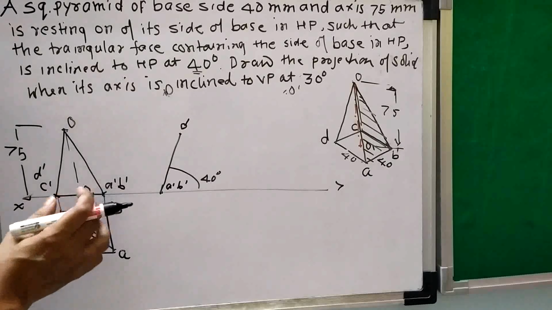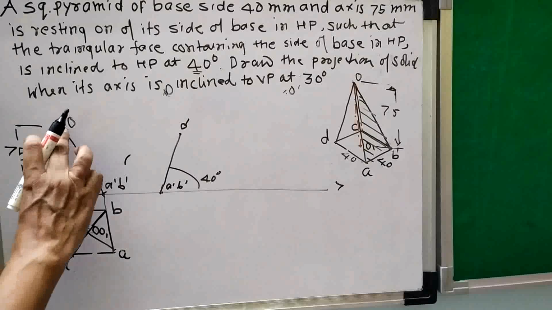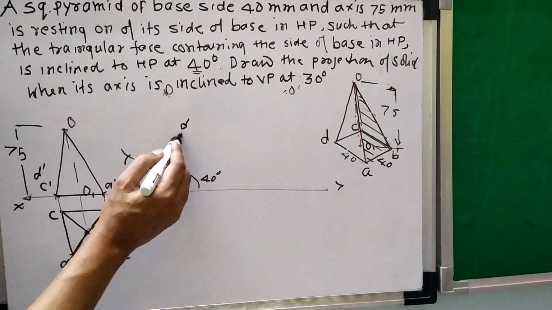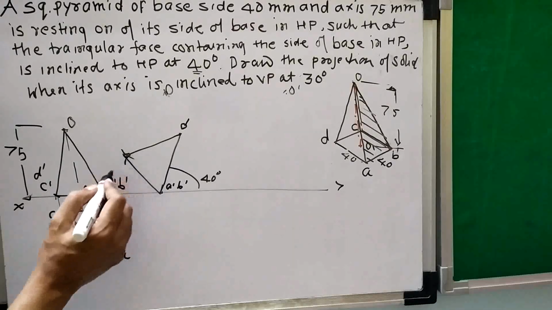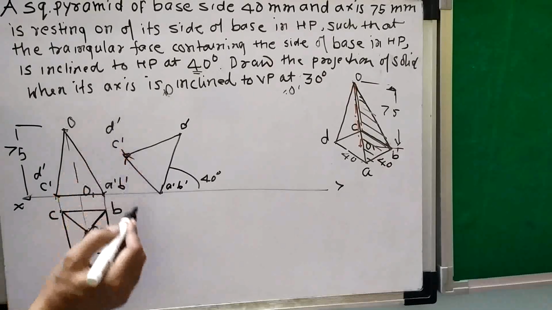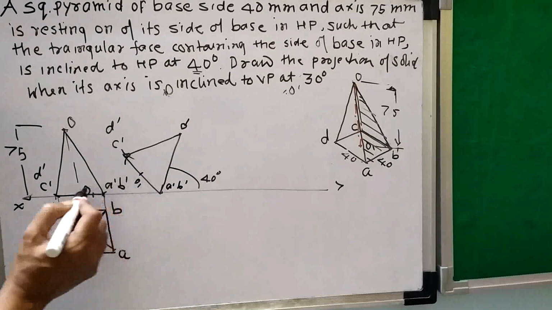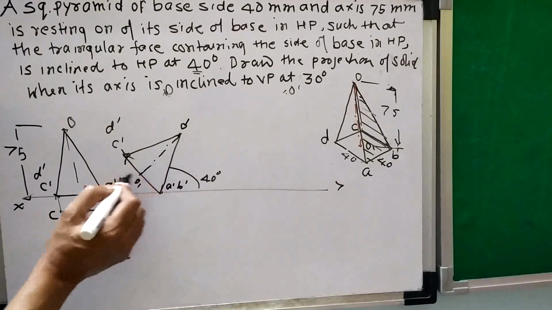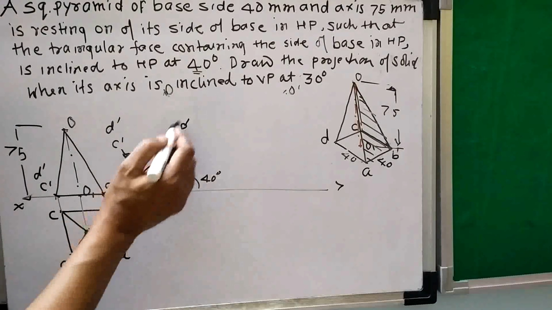So how will I redraw this triangle? I will take this distance in the compass, mark one arc. Then this distance I will take in the compass and mark a second arc. I will get this triangle. So this will be my C dash, D dash, and this point I will mark here O1 dash, taking this much distance, and I will show this is the axis. Okay. So in this way I have made the surface inclined.